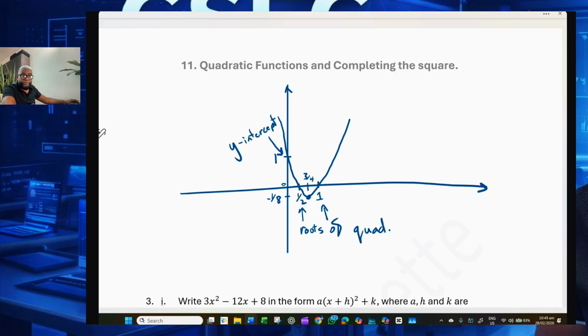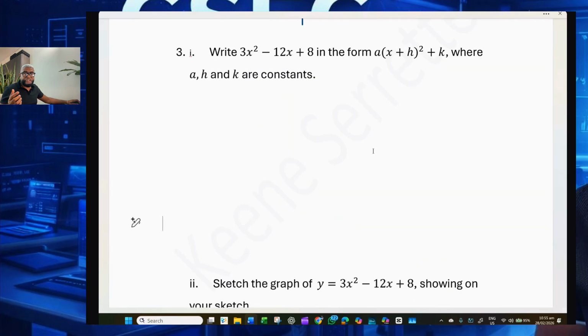That will be your minimum point, which is here. Okay? So number 3, they said, write 3x squared minus 12x plus 8 in the form a, open brackets, x plus h, squared, plus k, where a, h, and k are constants. So you want to write a quadratic in completing the square form. Everybody good there? We have two formulas, right?